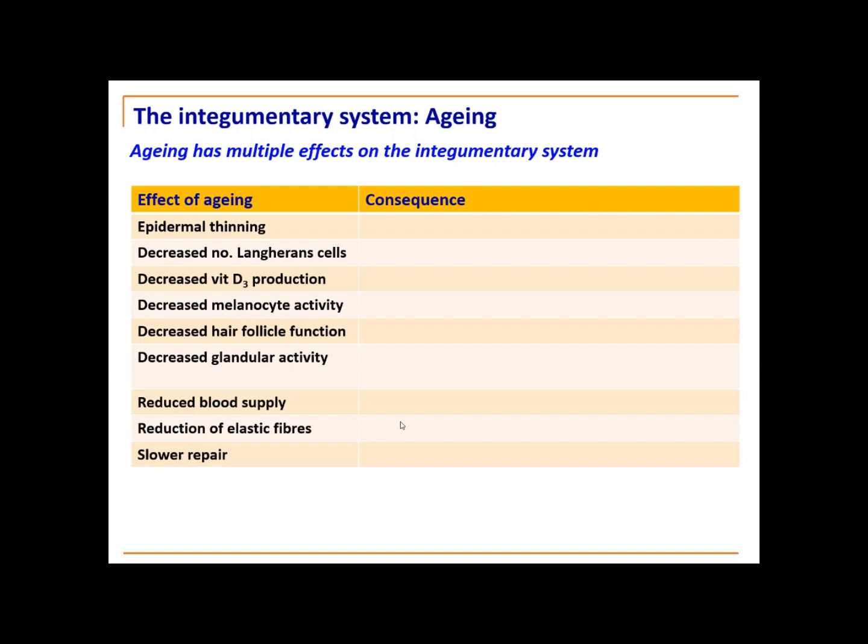So aging. Aging has lots of effects on the integumentary system. So I want you to just have a little look at this. This is the effect of aging. So we get epidermal thinning, decreased number of Langerhans cells, decreased vitamin D production, decreased melanocyte activity on the whole. There's a nice little list there for you. And I want you to press pause and just think, what is the consequence of each of those effects on the individual? What is going to be happening? So press pause and have a really good think about these before we go through them.